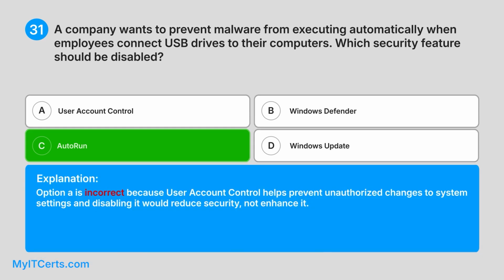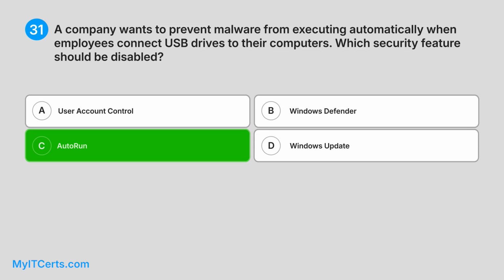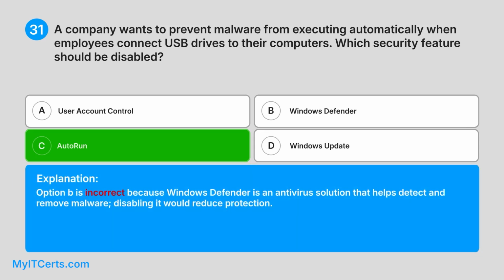Option A, User Account Control, is incorrect because User Account Control helps prevent unauthorized changes to system settings, and disabling it would reduce security, not enhance it. Option B, Windows Defender, is incorrect because Windows Defender is an antivirus solution that helps detect and remove malware. Disabling it would reduce protection. Option D, Windows Update, is incorrect because Windows Update provides security patches and updates. Disabling it would leave the system vulnerable to known security issues.